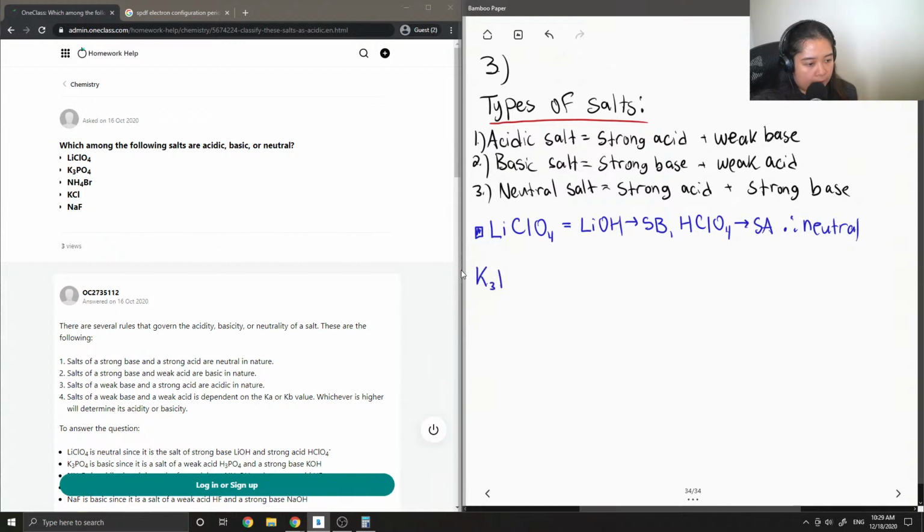Next, we have potassium phosphate. So this was made from H3PO4, which is a weak acid. And the potassium is formed from potassium hydroxide, which is a strong base. So therefore, this is a basic salt.